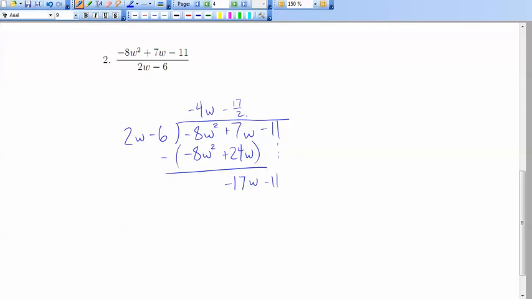So now we'll do the multiplication. Negative 17 halves times negative 6 would be positive 51. Put our brackets around, do the subtraction, and we get a remainder of negative 62 here. So that means that our original fraction could also be written as this whole polynomial part minus 62 over the old denominator.